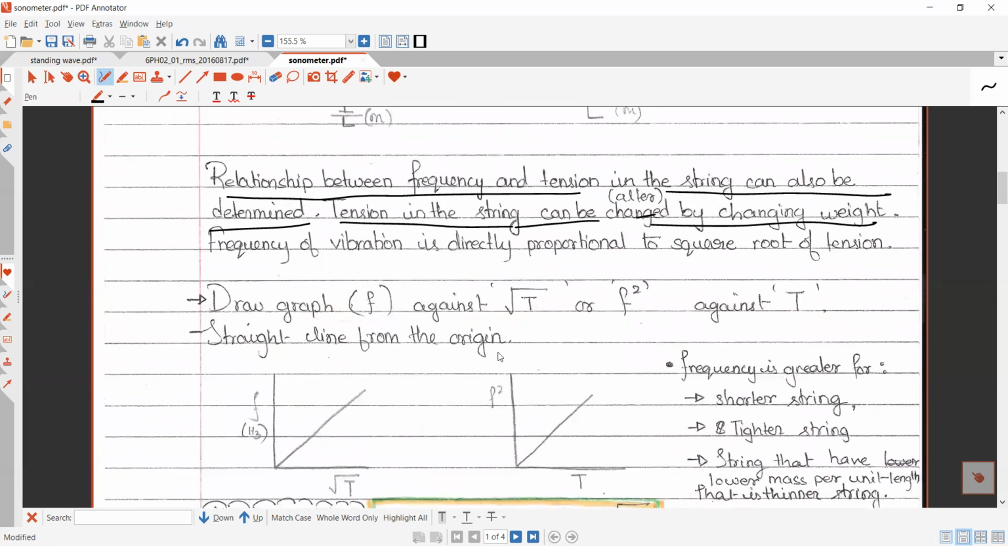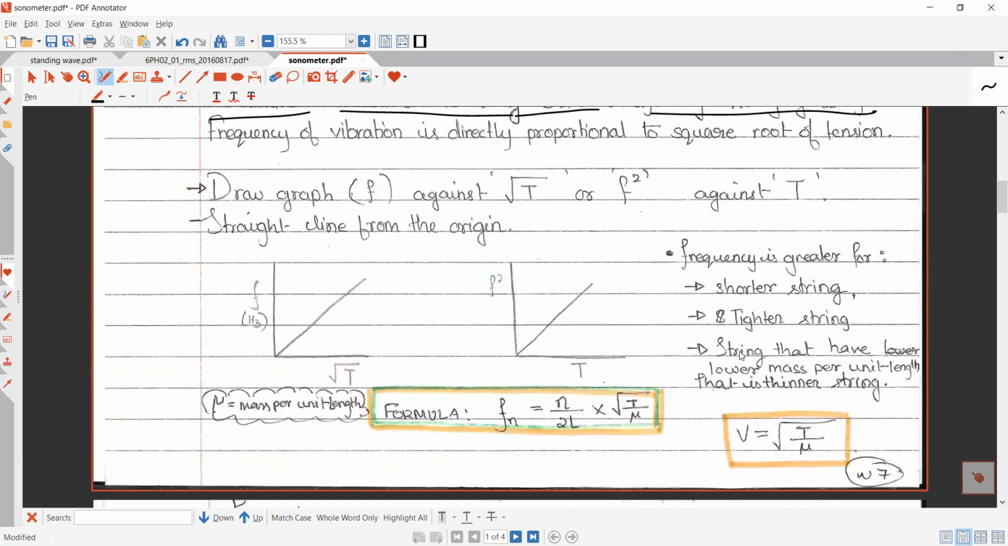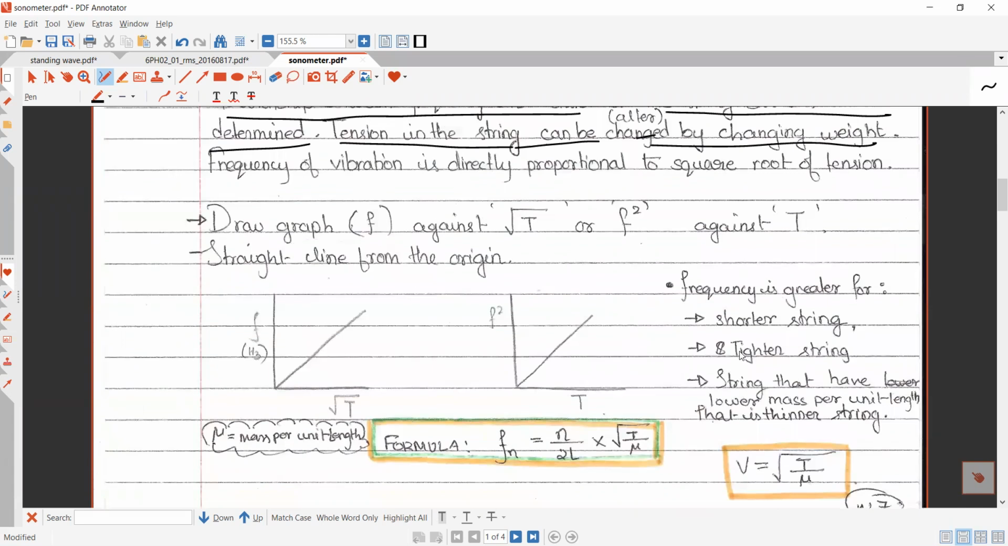Okay, so if you're doing the graph, this is the graph you are supposed to know. Frequency versus root of T, a straight line from the origin, or frequency squared versus T, a straight line from the origin. Bhaiya, why not F and T? Why only F squared and T, and F and root of T? Why can't we do that? Because we should know this formula. All these graphs we are drawing are because of the formulas over here.